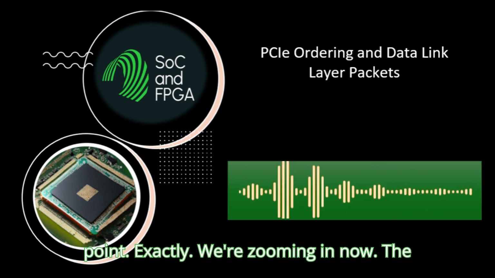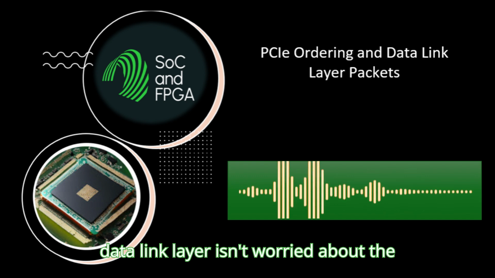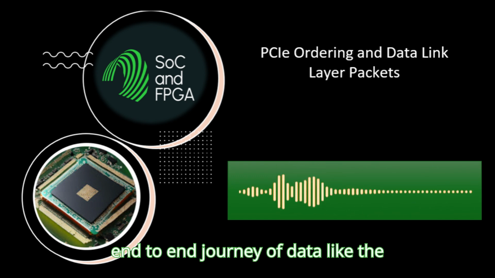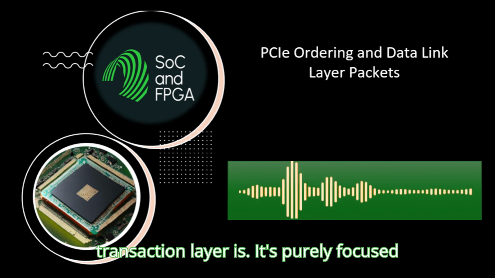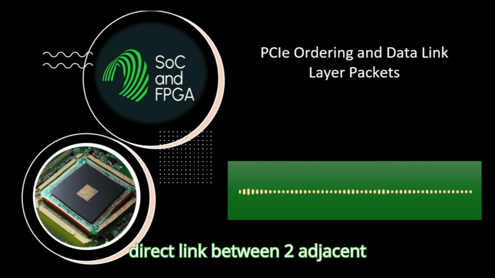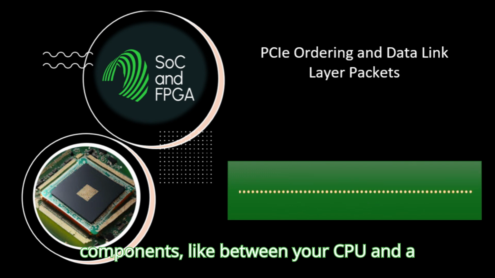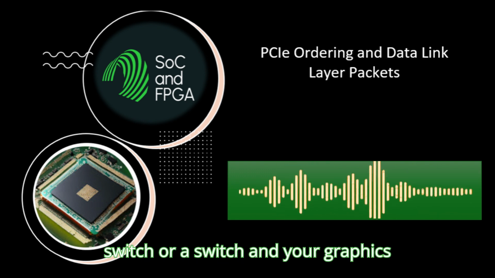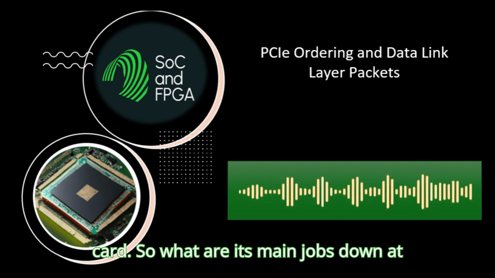Point to point. Exactly. We're zooming in now. The data link layer isn't worried about the end-to-end journey of data like the transaction layer is. It's purely focused on the health and reliability of the direct link between two adjacent components, like between your CPU and a switch, or a switch and your graphics card. So what are its main jobs down at that link level?